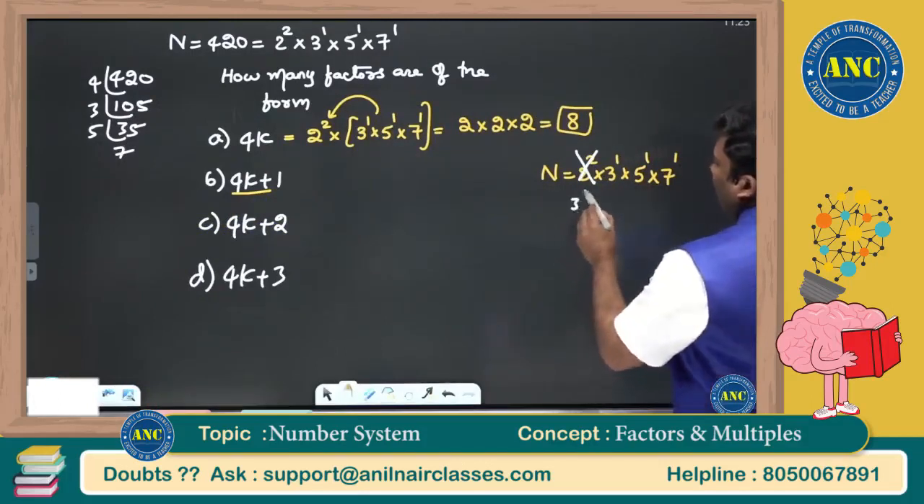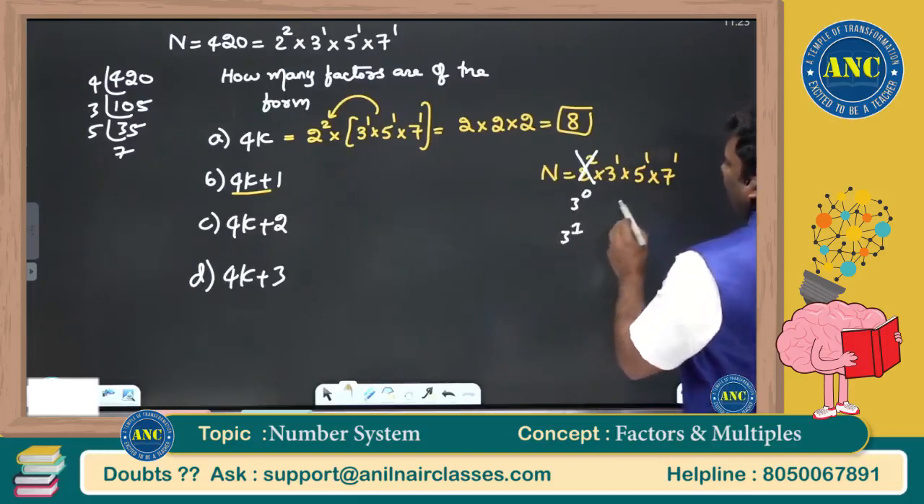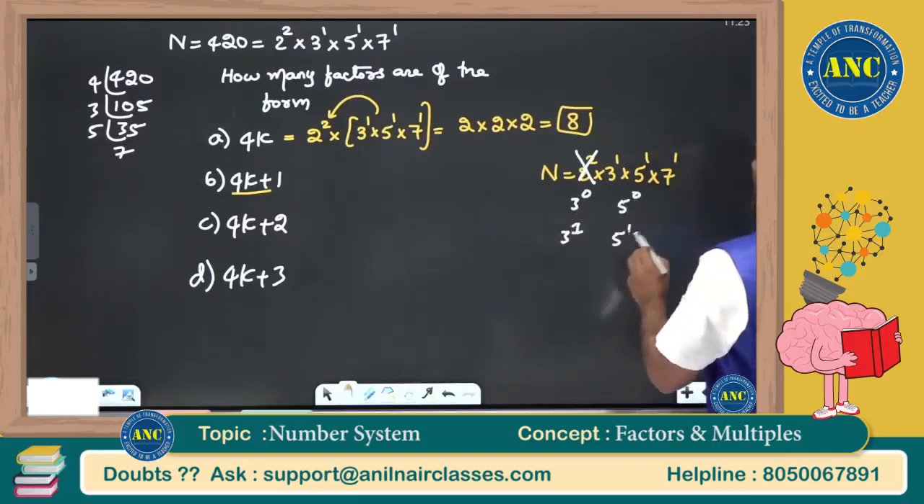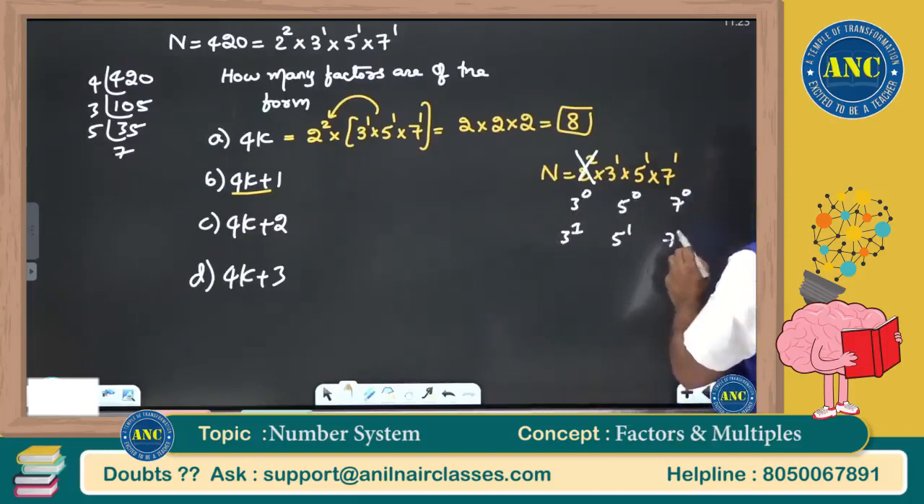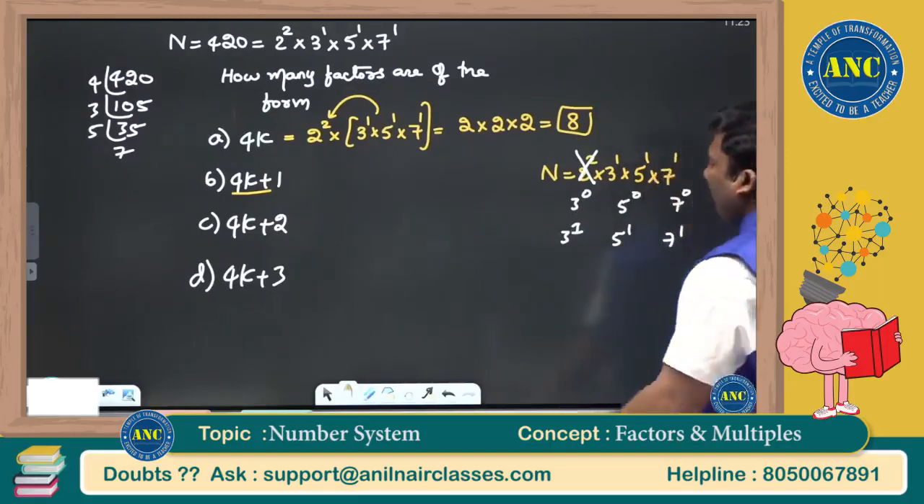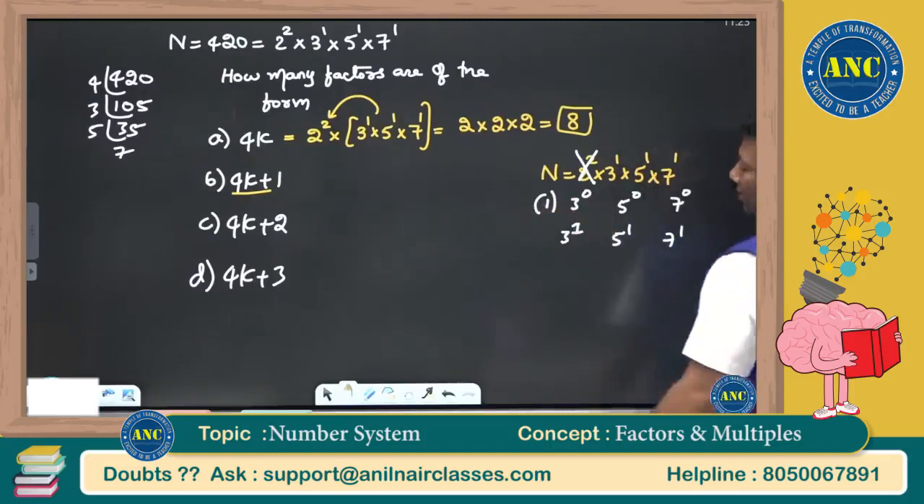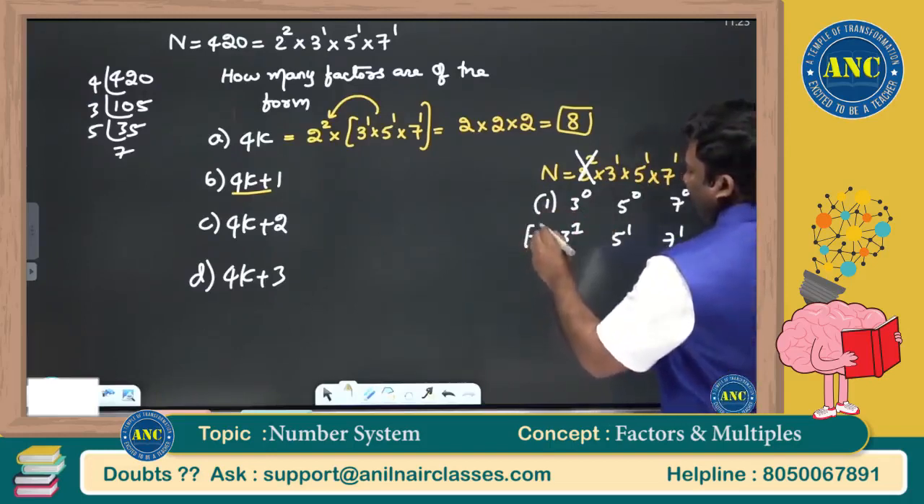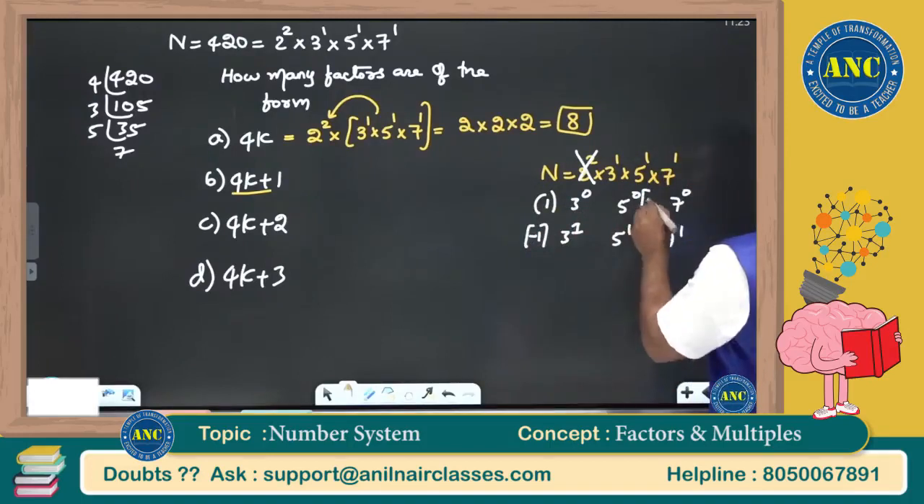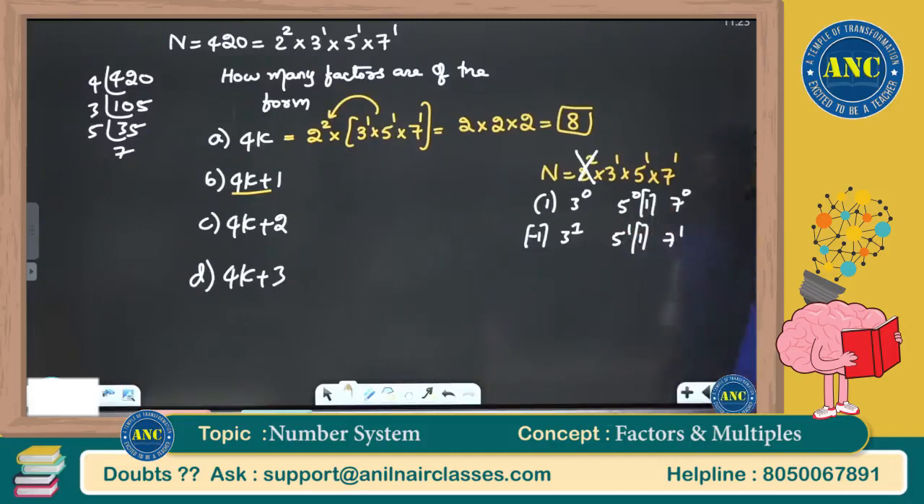3 into 5 into 7. 3 power 0, 3 power 1. 5 power 0, 5 power 1. 7 power 0, 7 power 1. Because it is divided by 4, divide every number by 4. 1 divided by 4, 1. 3 divided by 4, minus 1. 1 divided by 4, 1. 5 divided by 4, 1. 7 power 0, 1. 7 divided by 4, minus 1. I hope it is clear.